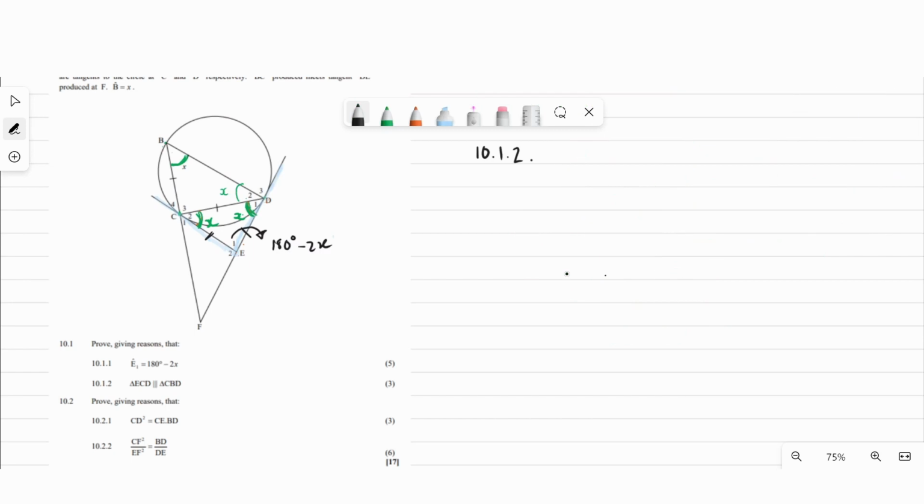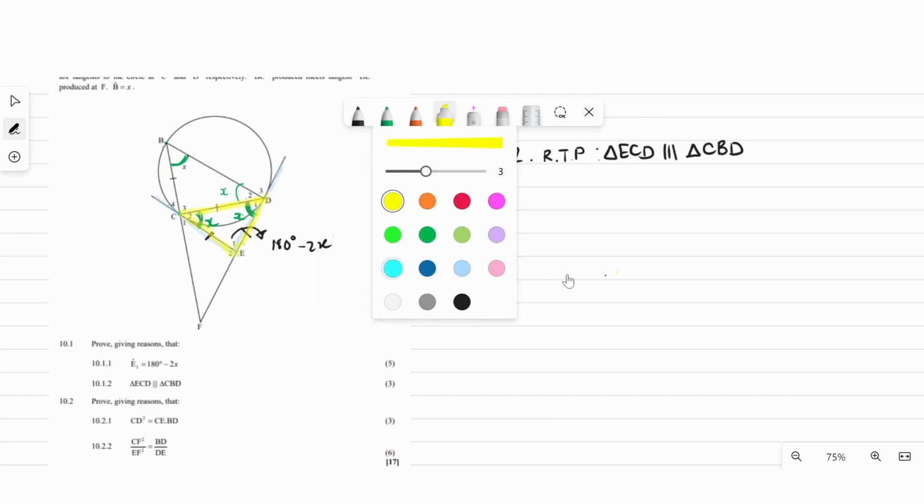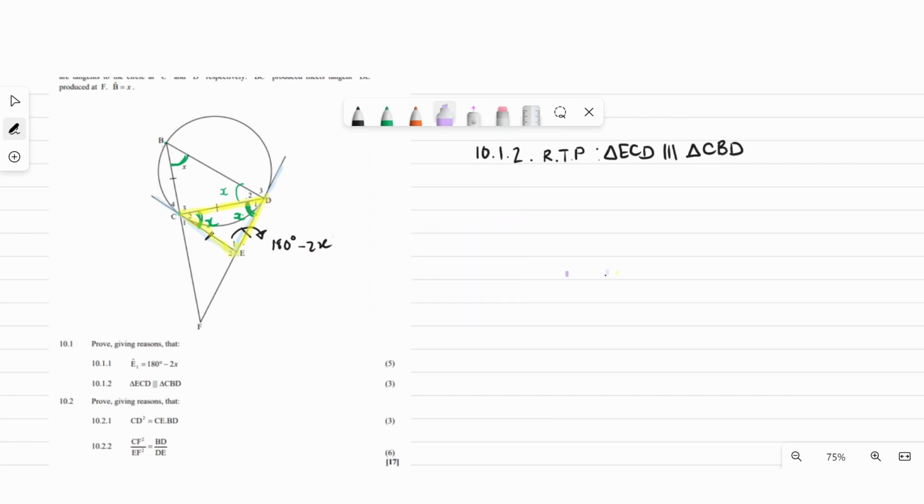Then now 10.1.2 says we need to prove similarity. So we are required to prove that triangle ECD, let me highlight it here in a different color, I'm going to do it in yellow, is similar to triangle CBD. The triangle, I'm going to do it in purple. So it's going to be CBD. So these are the two triangles that we need to prove similar.